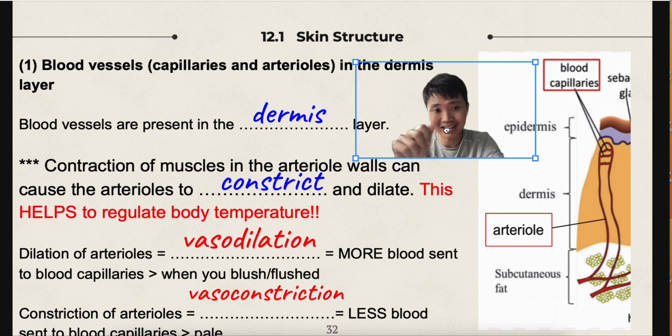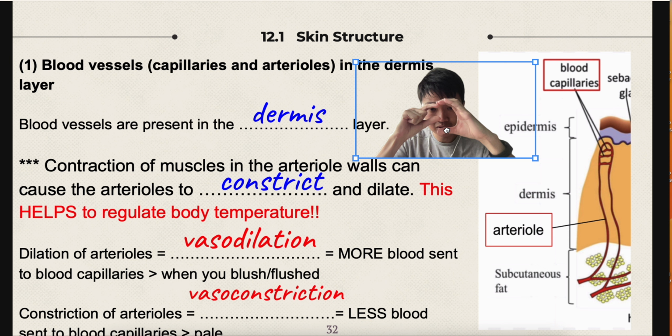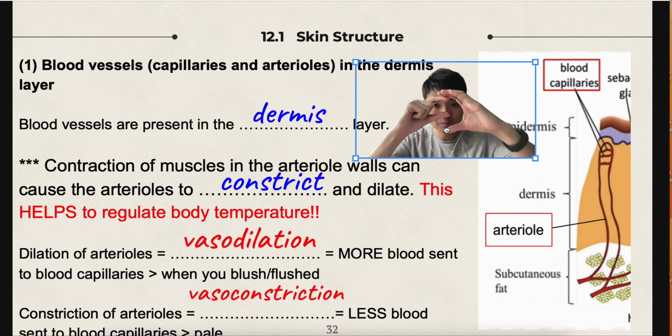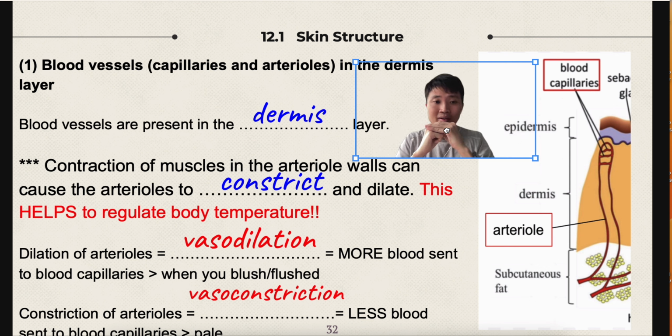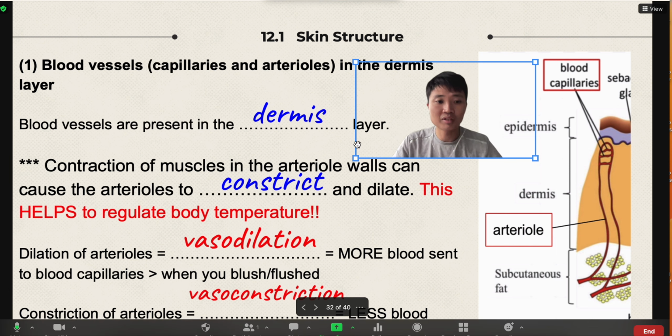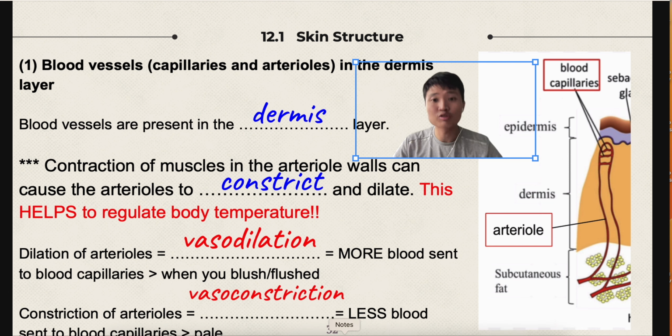Then this is the important one, that's why I started highlighting it. You know your artery, right? There's the arteriole, the small artery. Inside is a very thick layer of muscle. Can you see how the chapters are relate to one another and how they can test you? When that muscle contracts, it can cause the arterioles to constrict and dilate. It can go smaller, it can go bigger. This helps to regulate the body temperature. We'll touch more on this next week. The dilation of arterioles is called vasodilation. Vasodilation, that's a key word.